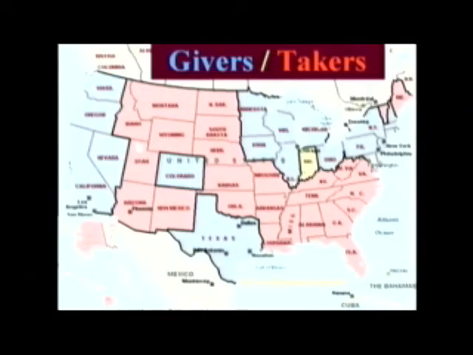Here's what divisions between states look like. If you are red, you get more than you pay in taxes. If you are blue, you pay a lot more than you get in taxes. The only neutral place in this is Indiana. Some of these states are paying out $1.76 per buck they get back.